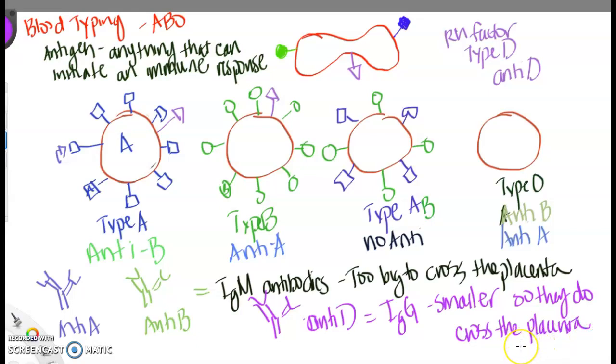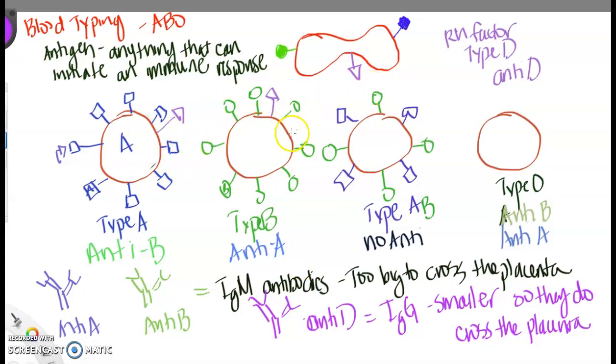Okay, so we'll talk a little more about that when we get to the end of this chapter, but this has to do with women who have babies, and if they have an Rh positive baby, they could reject that baby, and their body could wage an immune war against it. So we'll talk about that. But this is the ABO blood typing.